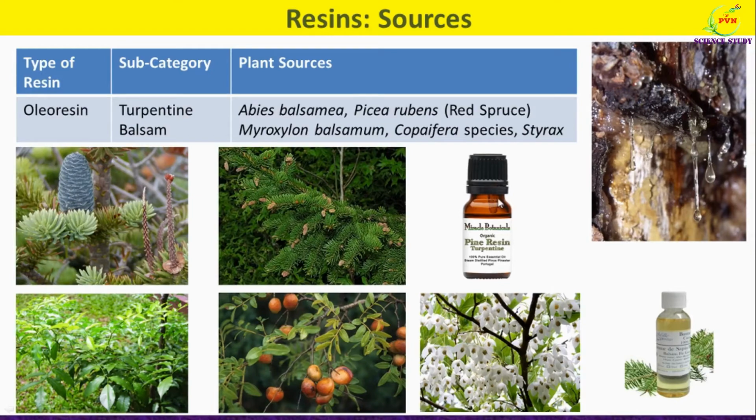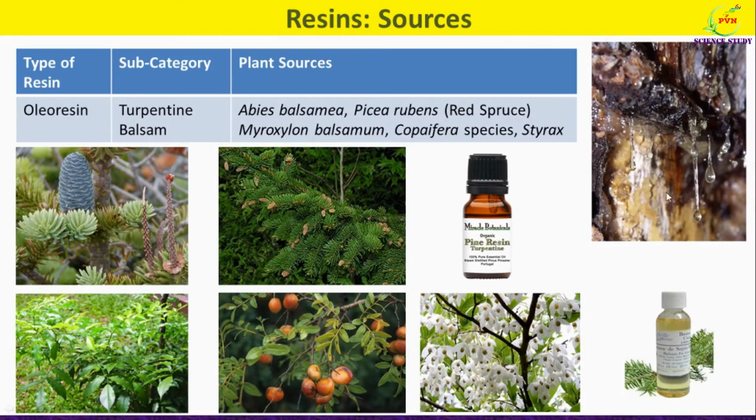This turpentine resin is produced from two main sources. The first is Abies balsamea. So this is the photograph of Abies balsamea. And this is the photograph of another source, that is Picea rubens. It is commonly called the red spruce. This is the photograph where you can see how turpentine is produced from the plant.